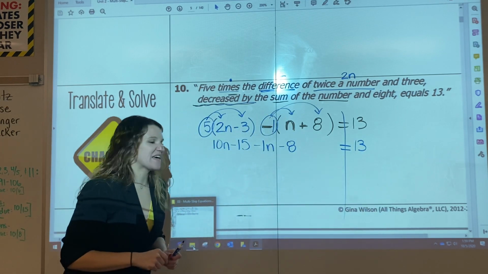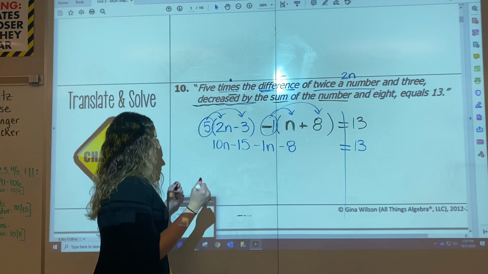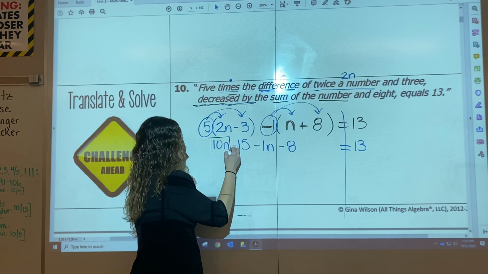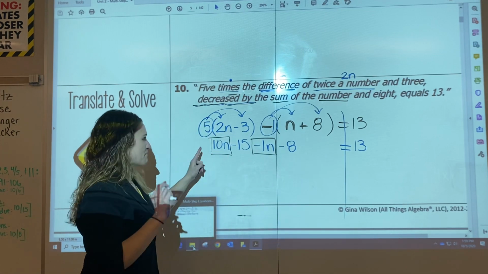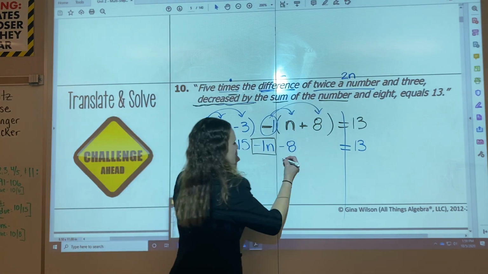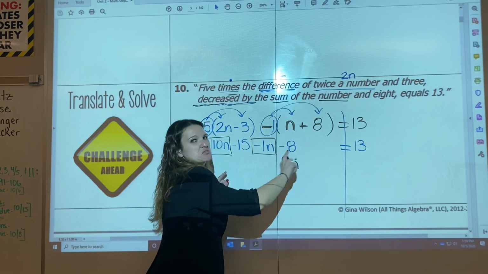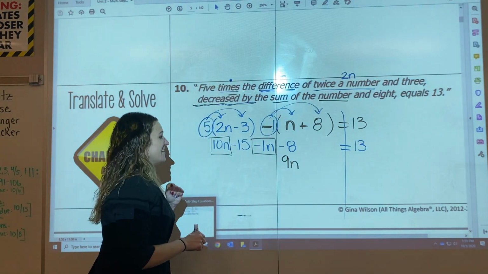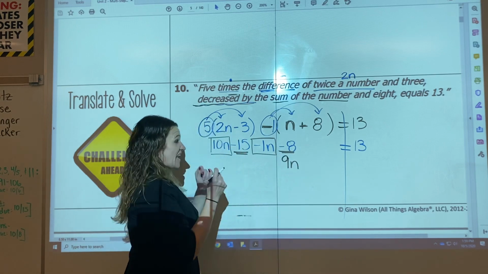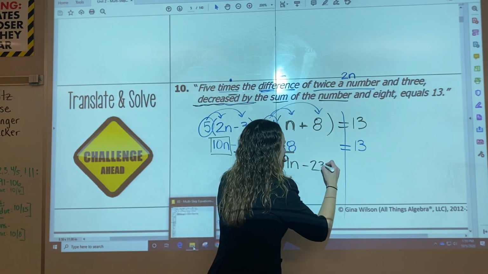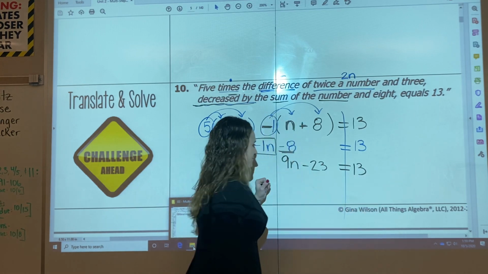Let's look for some like terms. I see some guys with the same last name. 10n and -1n. All right, so 10 minus 1 would give me 9n. And I'm just writing it over there so it's closer to the 13. Then my other set of like terms is -15 and -8, which together give me -23. I'm gonna bring down my equal sign and bring down my 13.